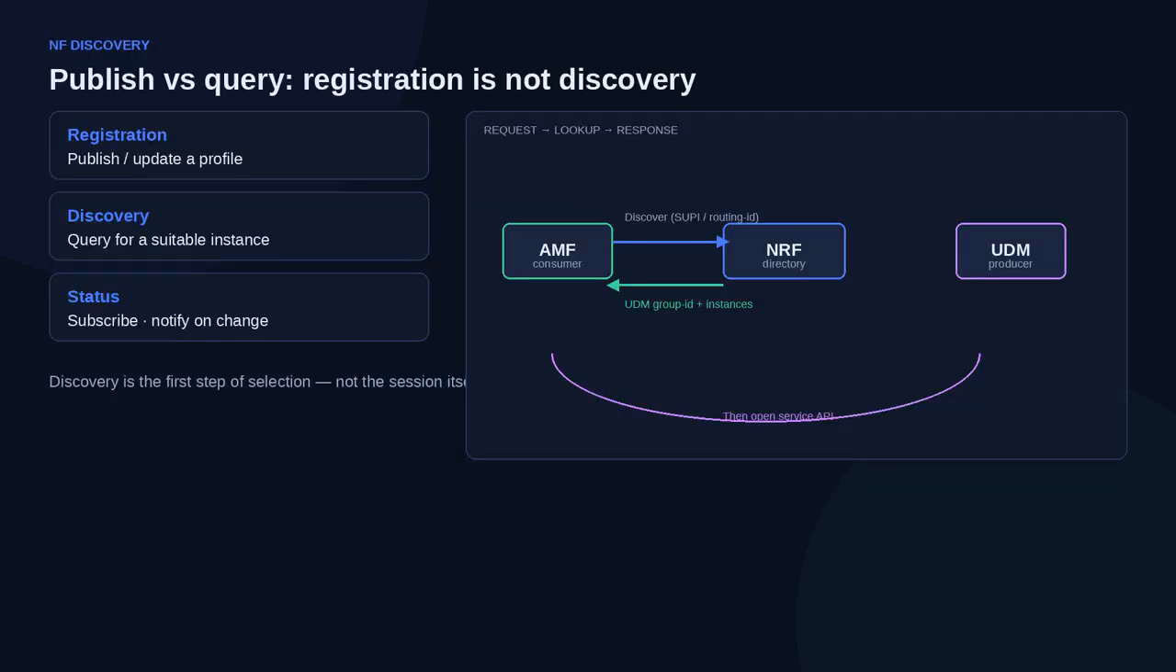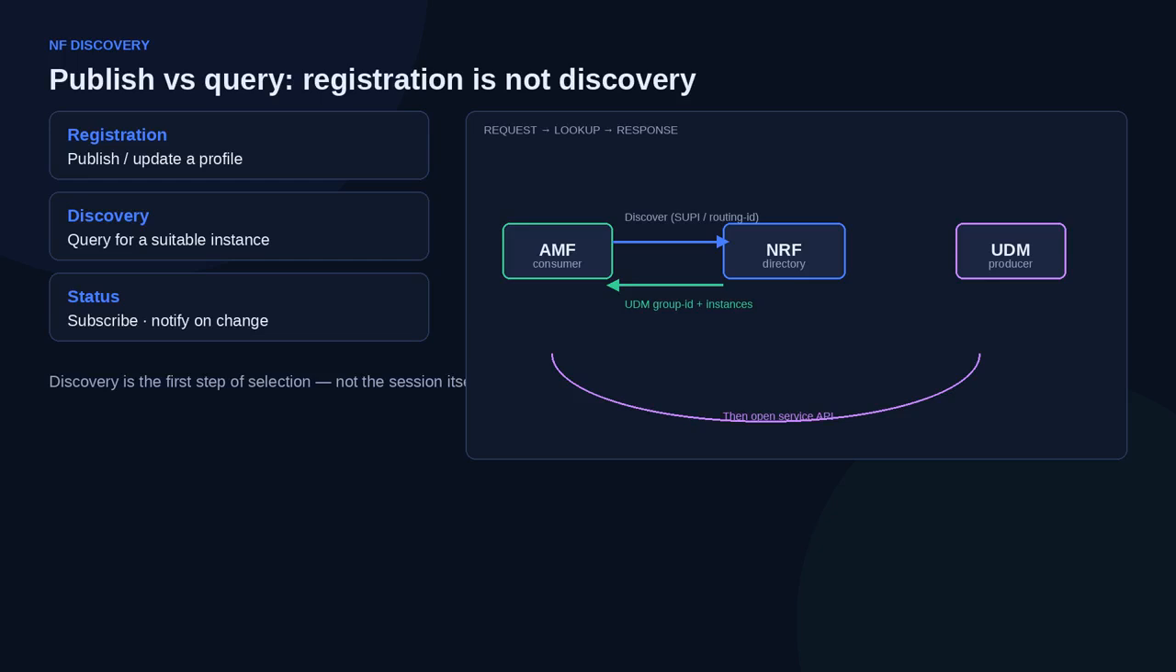Registration is half the story. The other half is discovery. Discovery is when a consumer NF asks the NRF, "Give me a suitable producer for this service under these constraints." The NRF looks up matching profiles and returns group identifiers and concrete NF instances the consumer can contact. That is different from registration. Registration is publish. Discovery is query. Status handling sits beside both. Consumers can subscribe to status changes and receive notifications when an instance goes unhealthy or leaves.